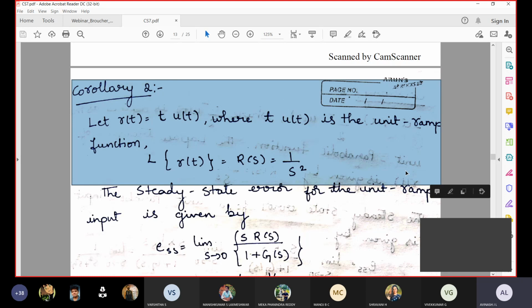We discussed in the beginning of the module the standard test signals, their graphs, their equations, and their Laplace transforms. The same thing we are going to use here. Let r of t equal t into u of t, the unit ramp function. The Laplace transform of r of t is R of s. If you take the Laplace transform of t into u of t, you will get 1 by s square.